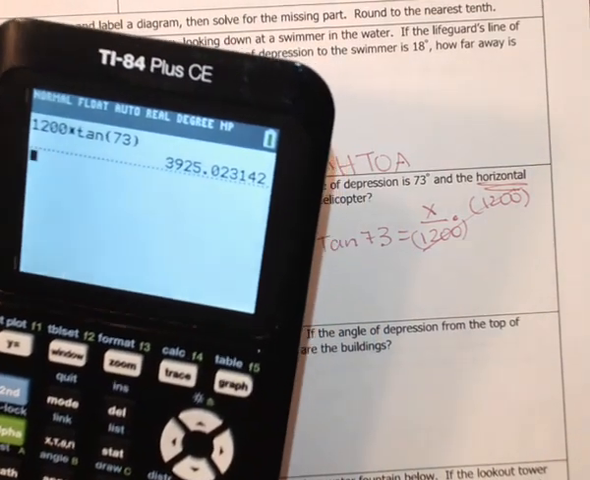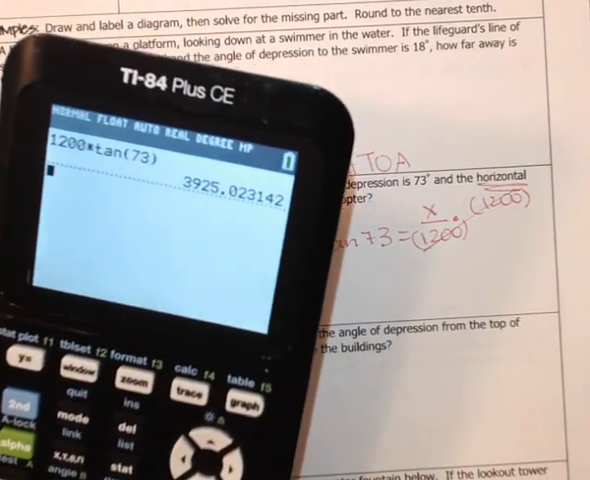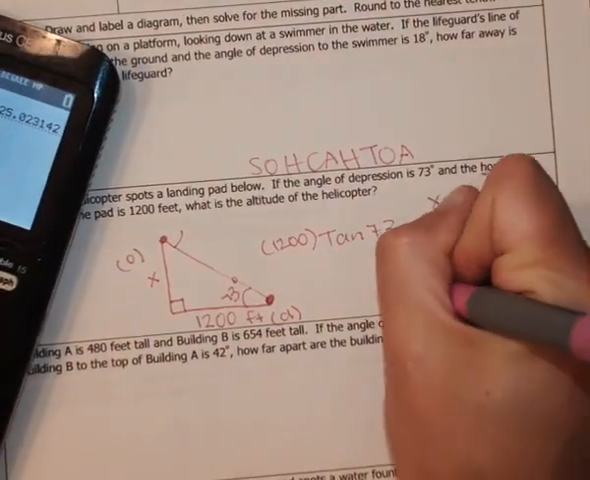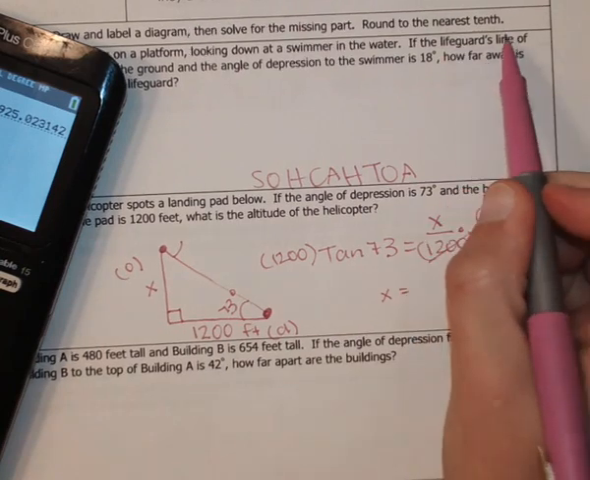So final answer, 3,925.0 feet. You don't have to put the 0.0, but it did ask us to round to the nearest tenth.